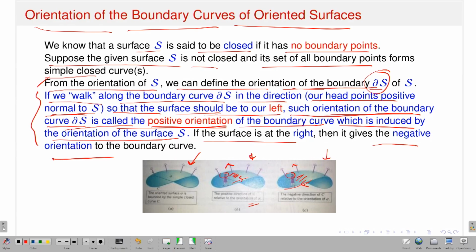So the positive orientation means I have a smooth surface with a natural orientation given to it. I want to move along the boundary of my surface in such a way that the normal pointing upward is in the direction of my head, and if I go in such a direction that my surface is on the left-hand side, then I have a positive orientation of my boundary curve, induced from the surface S. And if I go in such a direction on the boundary curve that I have the surface on the right-hand side, then it is a negative orientation of the boundary curve induced from the given oriented surface S.